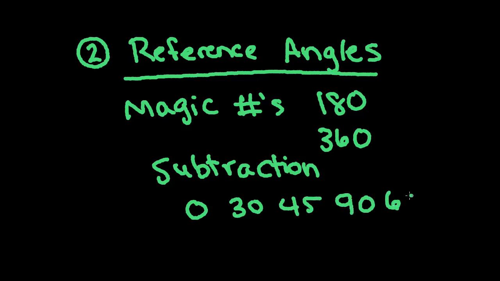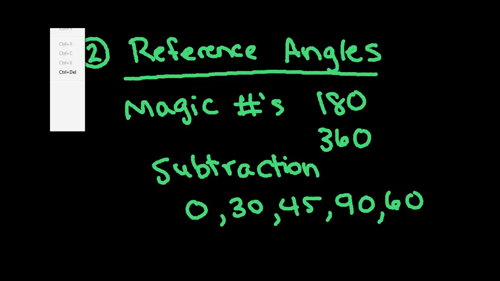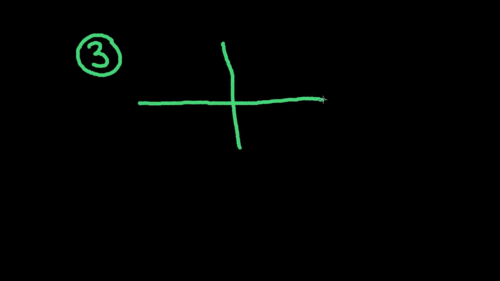So, oops, I forgot my 60. So, that's how you find your reference angles, is subtraction in those two numbers. All right. Next, step 3 is making sure you know in what quadrants your trig functions are positive or negative.